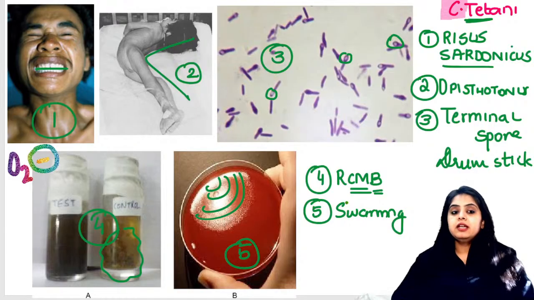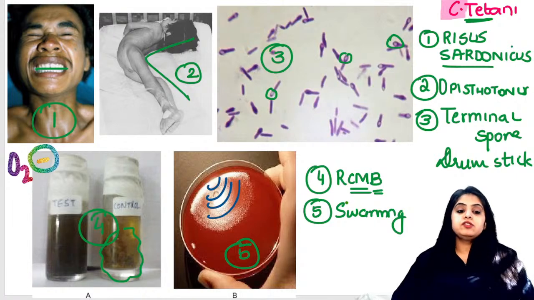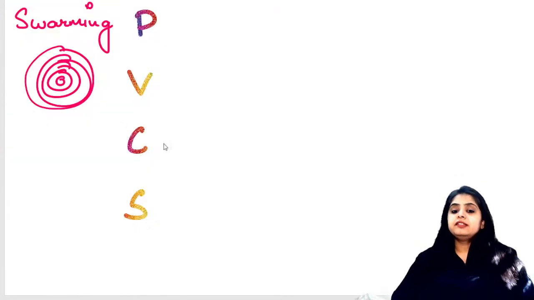Look at it once again. You have a blood agar and something is going in a round manner like this. So this swarming is shown by PVCs. Let us write PVCs. C, you guys have already told me that is Clostridium tetani. Others we will write. Perfect.